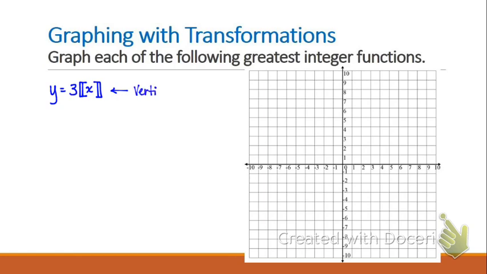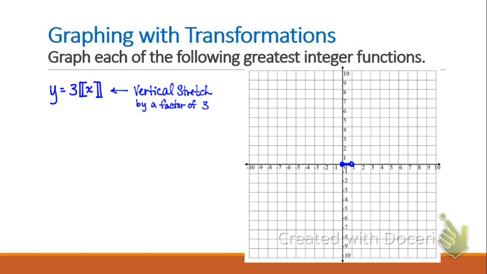This one would have a vertical stretch by a factor of 3. So my x's aren't going to change at all, but my y's, my outputs, mean that that vertical distance is going to be growing by 3. So this first step is still going to round down to 0. In between 0 and 1, everything's going to round down to 0.